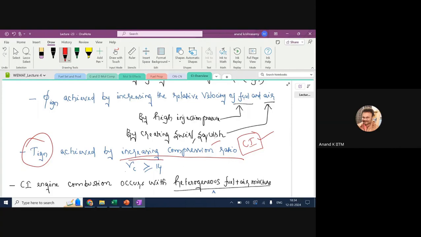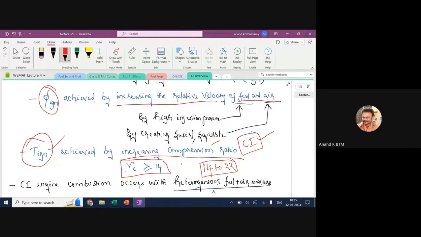Compression ratio generally is high, well above 14. The normal range of compression ratio will be around 14 to 22 for CI engines. This is a normal range of compression ratio for CI engines, well above SI engines, almost twice compared to SI engine. That is how you reach this T ignition. Otherwise, there is no self-ignition. And this Phi ignition is the ignitable proportion of fuel and air. To achieve this ignitable proportion of fuel and air, you have to increase the relative velocity of fuel and air.